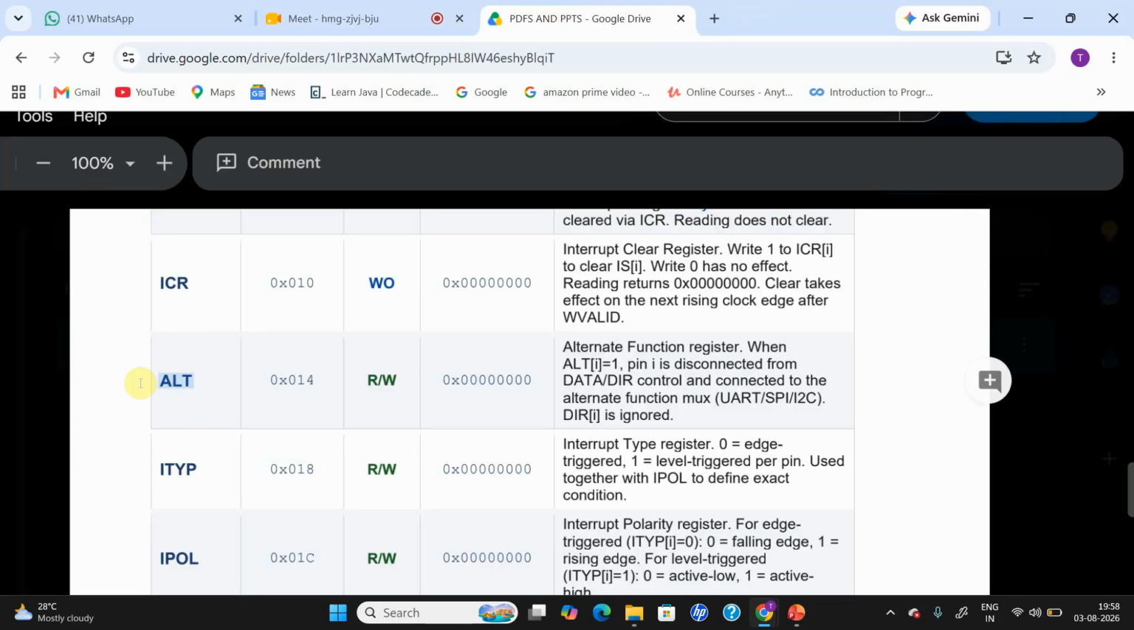Now, next is the alternate function register. If it is equal to 1, then it is disconnected from our data and direction register, and it is not going to act as a normal GPIO pin. It is either going to act as a UART pin, or an SPI pin, or an I2C pin. Whenever it is equal to 1, we are not going to care about the direction register, and we will discuss how exactly this alternate function register works. Just for now, remember that if this register is equal to 0, it acts as a normal GPIO pin. But if it is equal to 1, it acts as either UART, SPI or I2C. That we will discuss.